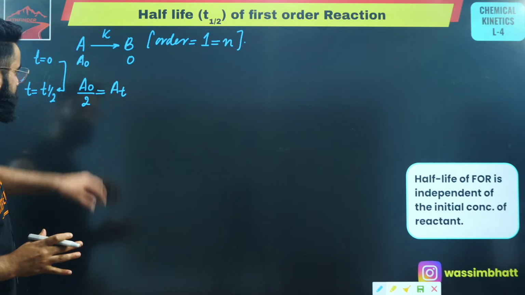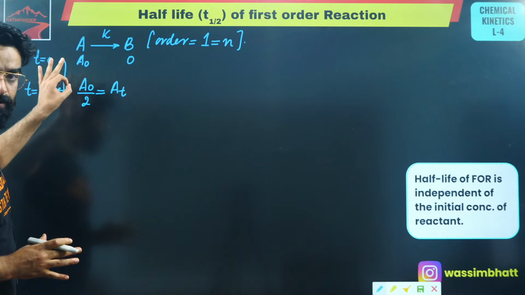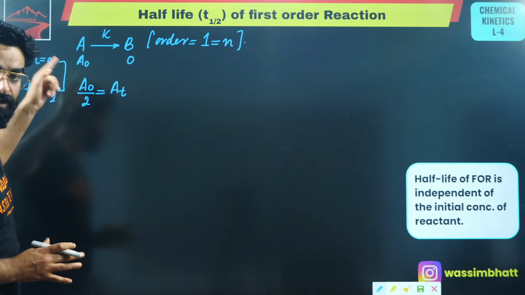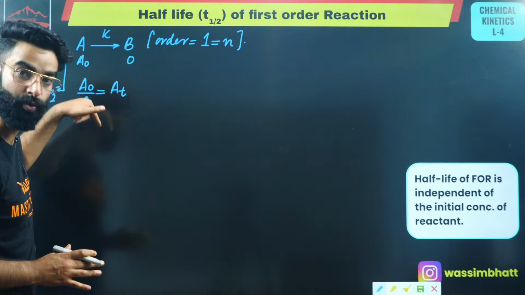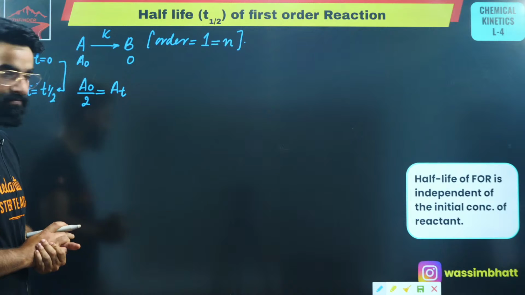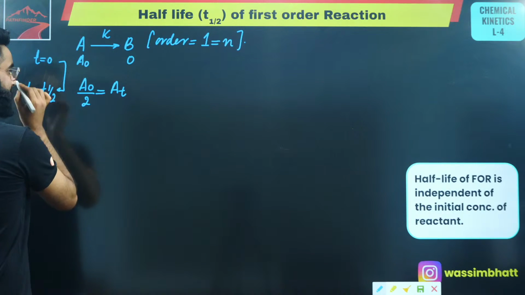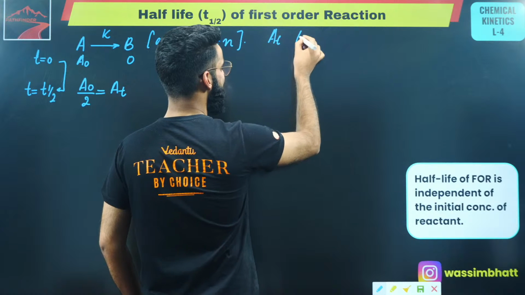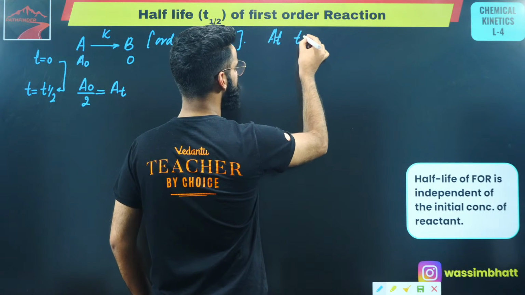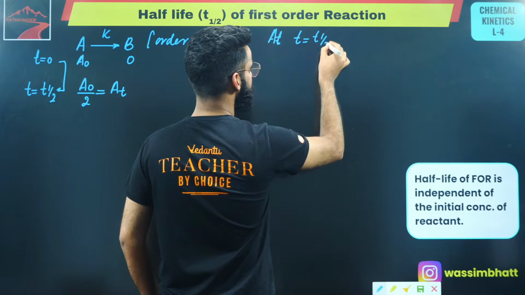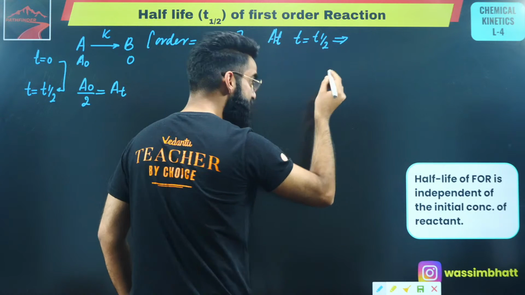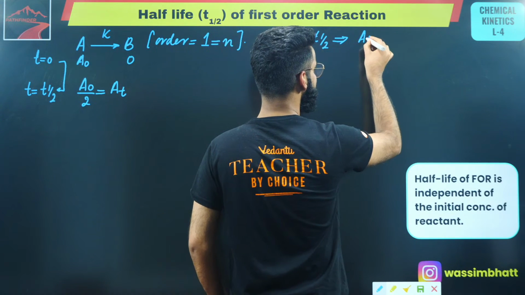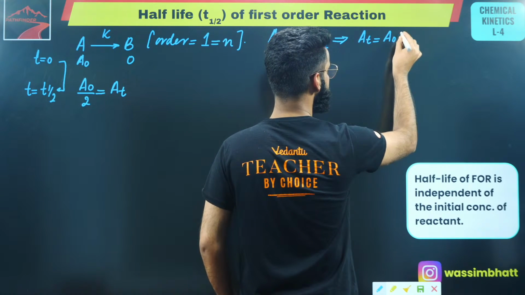So people, again I'm telling you, the time for the reactant to change its concentration from A0 to A0 by 2 is something which we call half-life. So can I say at t is equal to t half, the concentration of reactant left, which I'm representing by At, is equal to A0 divided by 2.